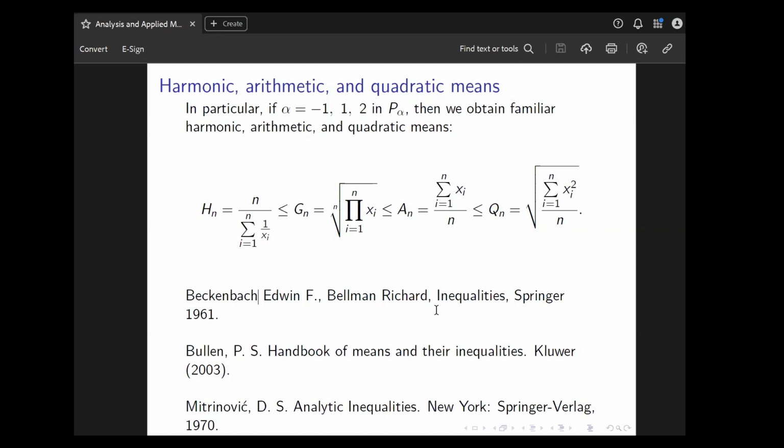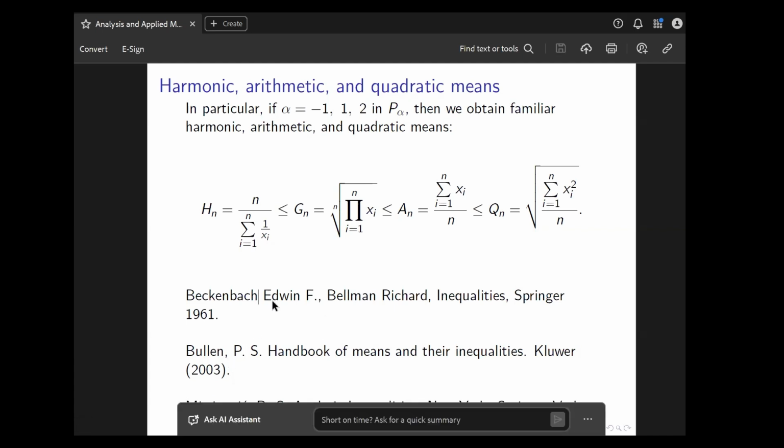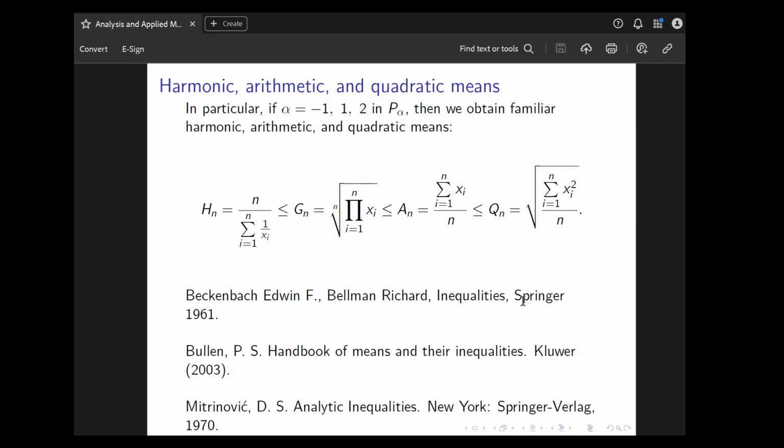One can see the implications of this inequality and some applications in encyclopedic books by Beckenbach, Bellman, Bullen, Mitrinovic, and there are many other books about inequalities. The applications of these inequalities go beyond mathematics. There are many applications in physics, engineering, and other scholarly fields.